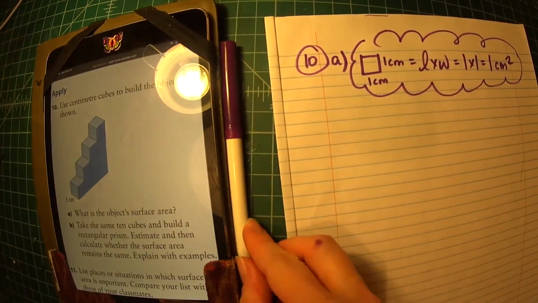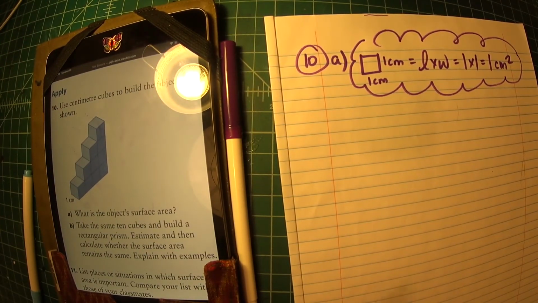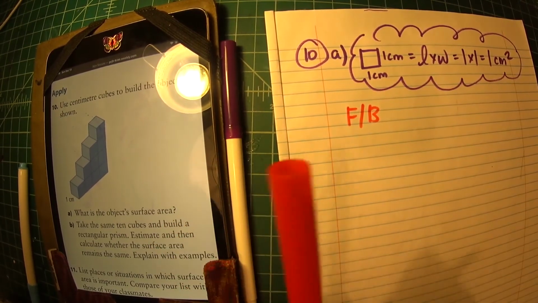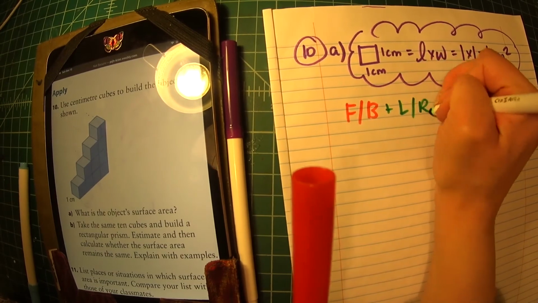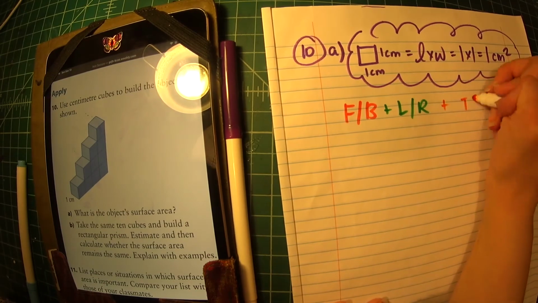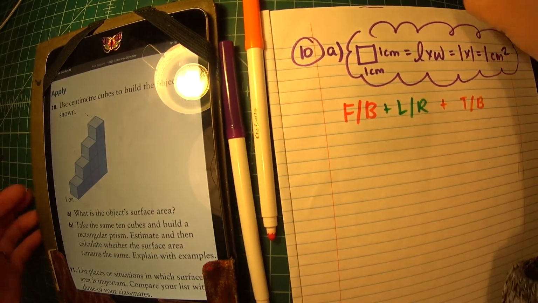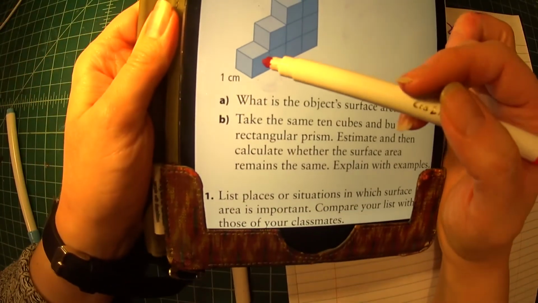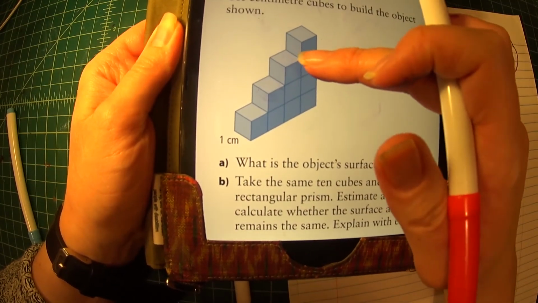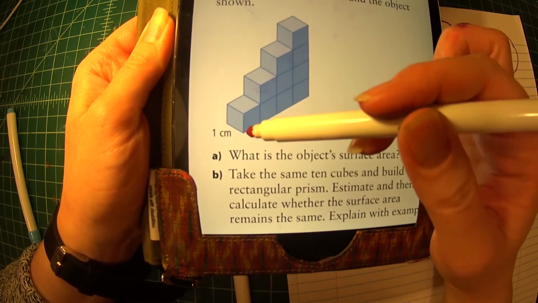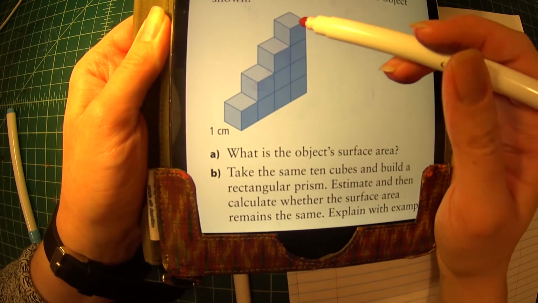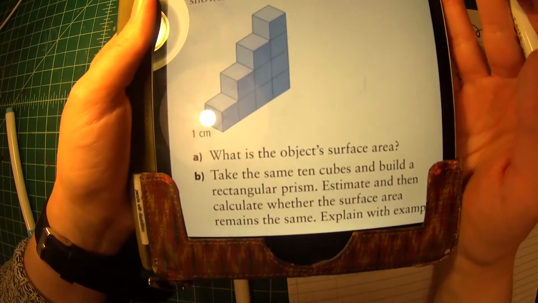So the object surface area. Just like always, let's break it down into the matching views. Front, back. Left, right. Top, bottom. I'm going to call this shaded darker blue region my front. Okay, and if I imagine looking straight on at this, I'm going to see a staircase shape. I'm not going to see a perfect rectangle.